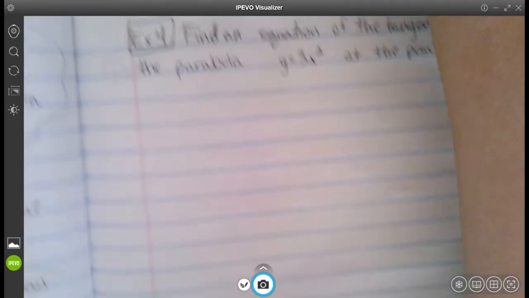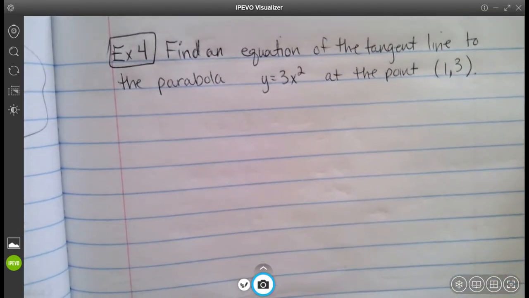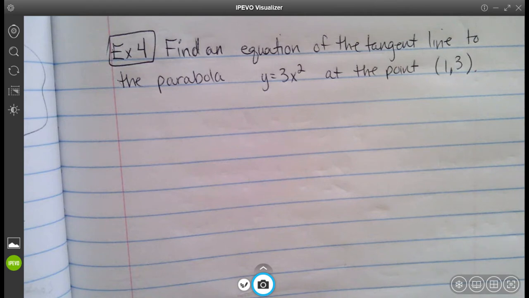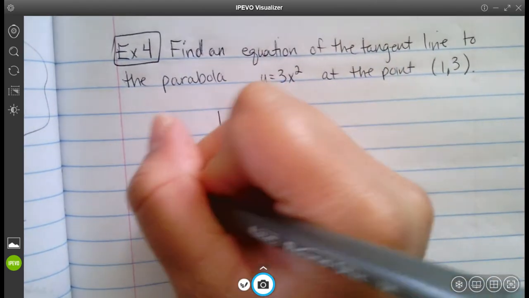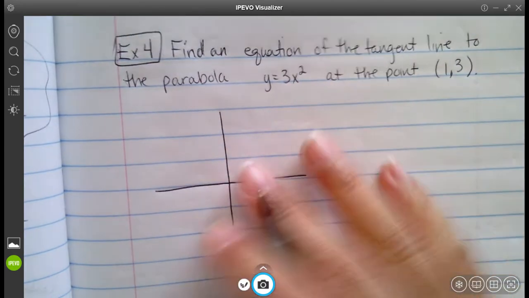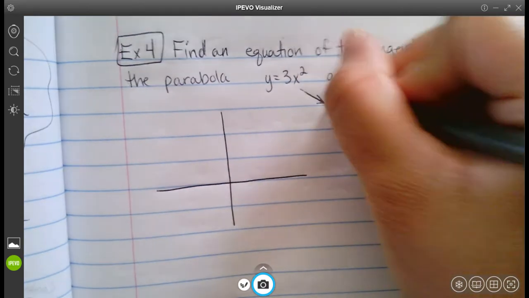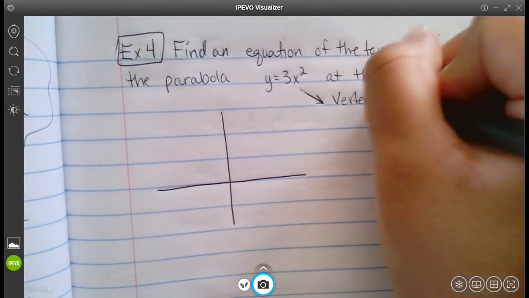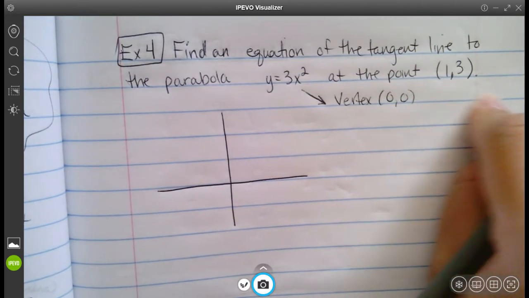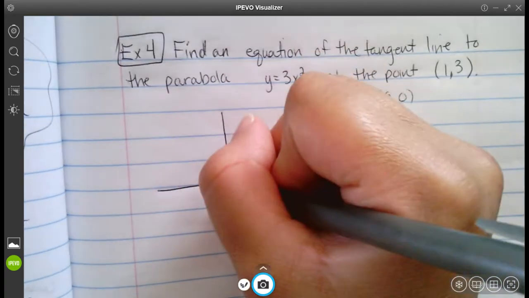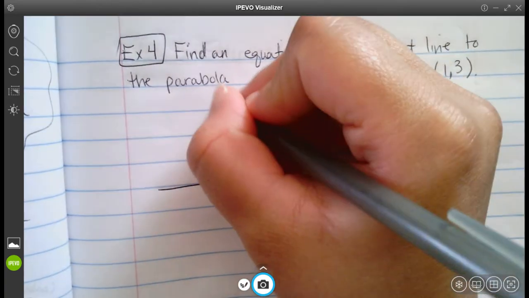Example 4 says: find an equation of the tangent line to the parabola y = 3x² at the point (1, 3). So I'm going to start by graphing this, because that's the best way to do this. We're going to sketch y = 3x². I know that this one has a vertex of (0, 0) because that's the format it's in. There are no parentheses or anything. So I know my vertex is going to be right here at the center. Let's pretend this is x and this is y.